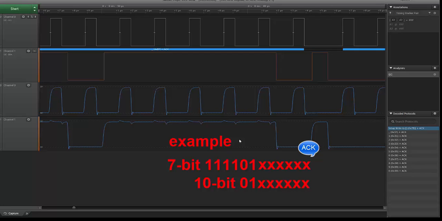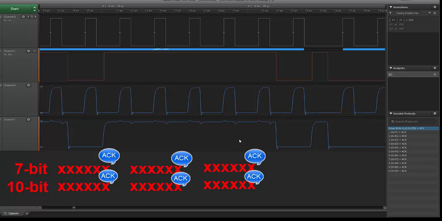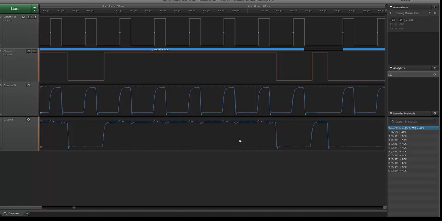Possibly the 10-bit device is also pulling the data line low for that acknowledge, but there's no way to tell for sure. So it's very important that when you have a combination of 7-bit and 10-bit devices on the same bus, you make sure that they all follow the addressing scheme, and that 7-bit devices reserve any address that begins with 11110. So that's all there is for the 10-bit devices.